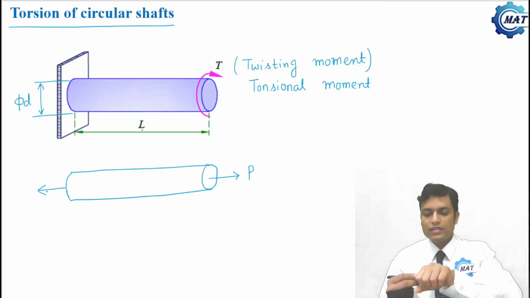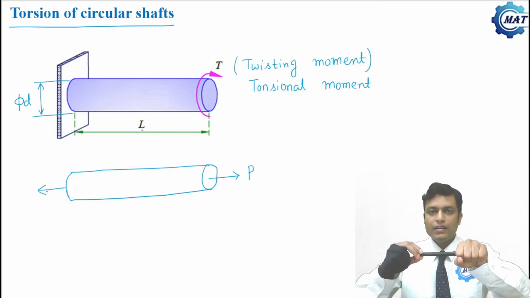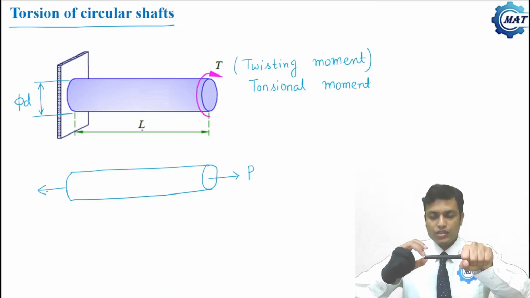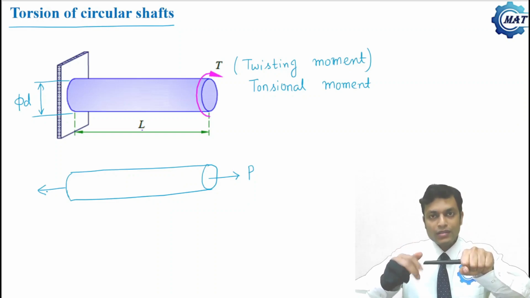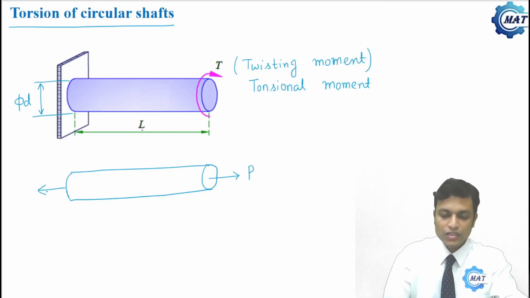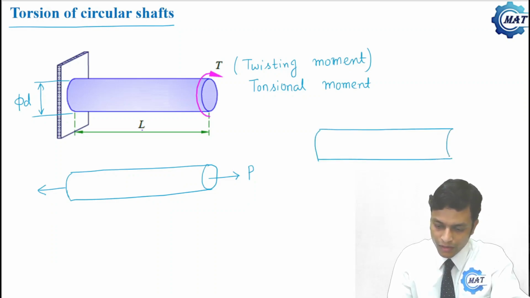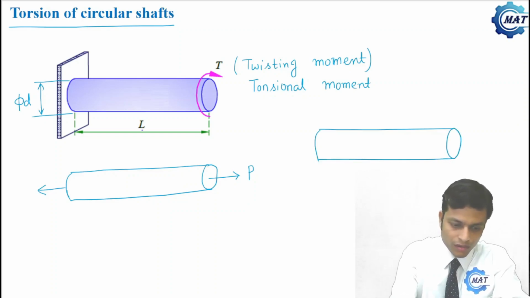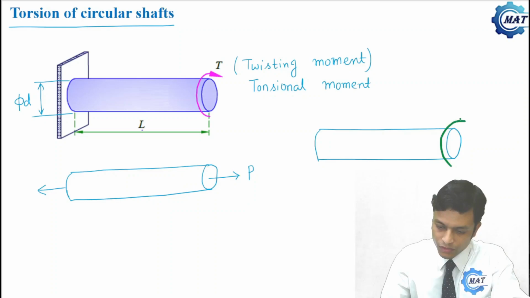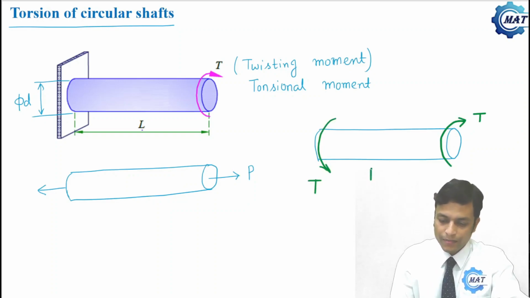That is, say this is the fixed end of the shaft and here a twisting moment is subjected which tends to rotate the free end of the shaft. So this is called twisting moment or torsional moment. If we draw the free body diagram of the shaft, then the free body diagram will be like this. So this is the torsional moment and here this is the reaction moment. So this is the free body diagram.